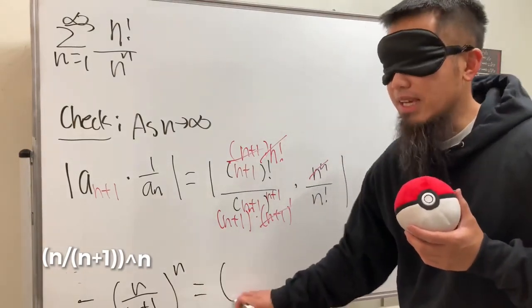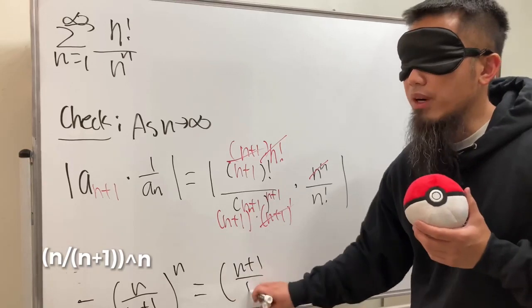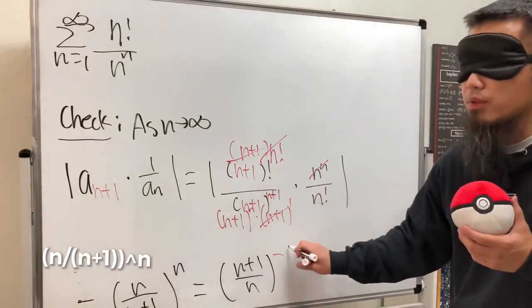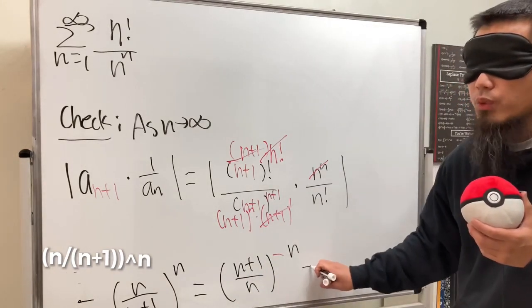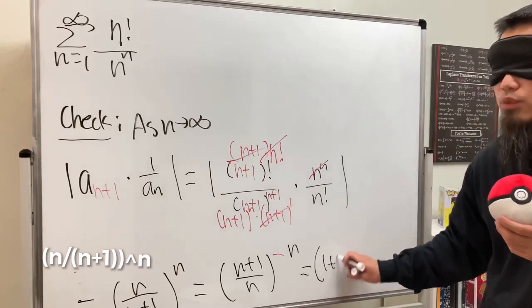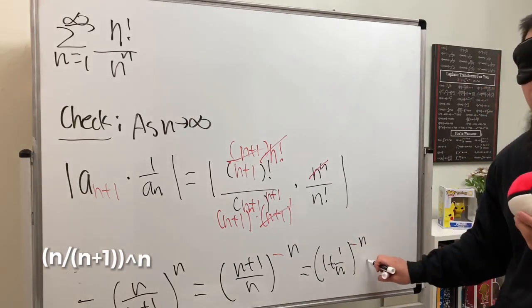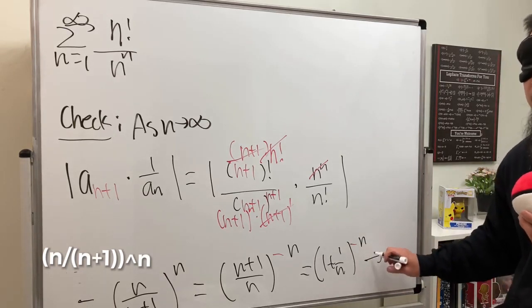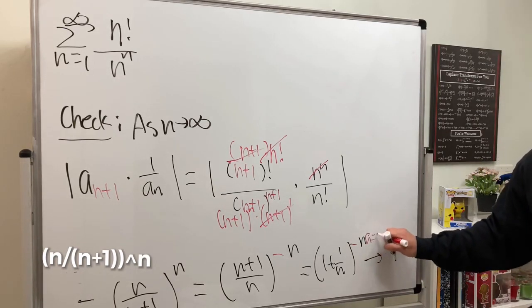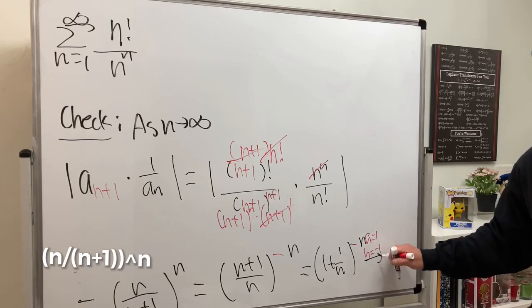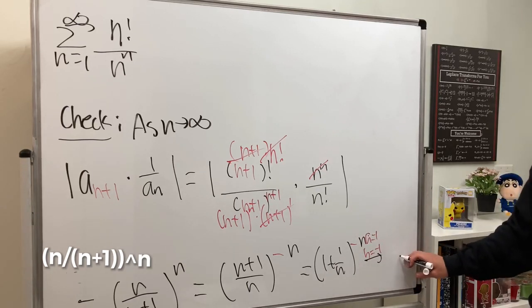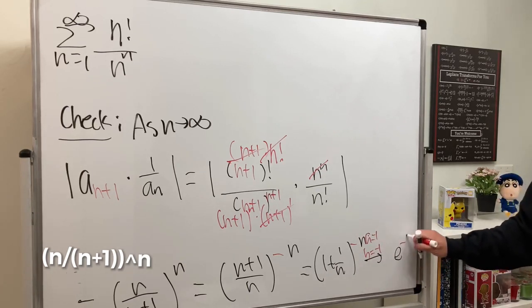Now you are going to do the following. Take the reciprocal of the inside, which becomes n plus 1 over n, and then remember to negate the exponent, so we have negative n. And this way we can write this as 1 plus 1 over n raised to the negative n, because this way we can use the fact, and you can see that a is 1 and b is equal to negative 1. So all in all, the limit becomes e to the negative 1.